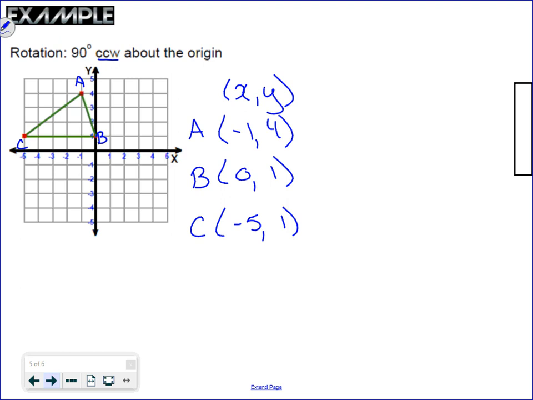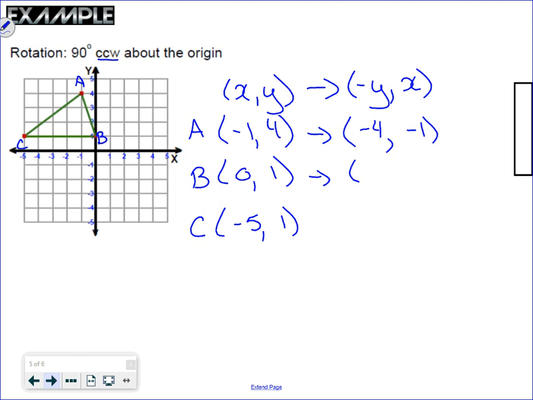So now when we rotate 90 degrees counterclockwise about the origin, this is the same as rotating 270 degrees clockwise about the origin. So the rotation rule that we will use is that our coordinate will switch to negative y, x. So when we rotate each of these points, A started at negative 1, 4. The y value was 4. We're going to switch the sign to get to negative 4. And then we're going to put the x, which was negative 1.